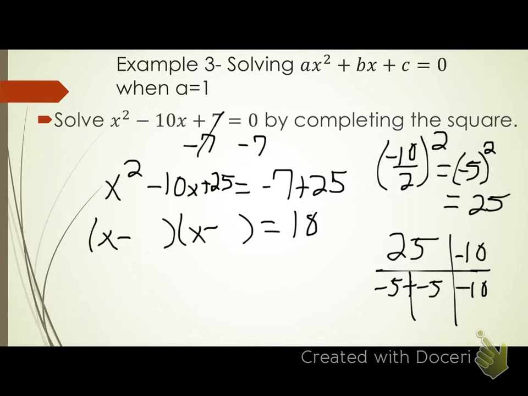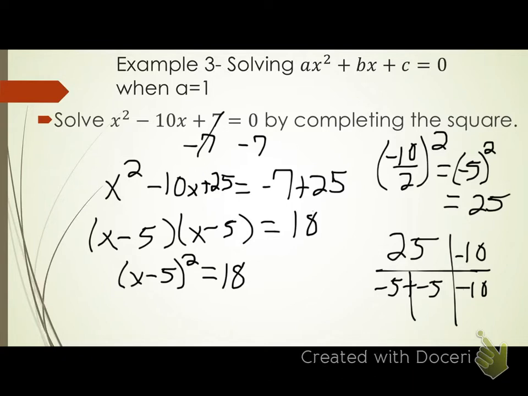Am I moving too fast for anybody? I can slow down if I need to. What's another way to write x minus 5 times x minus 5? X minus 5 squared. X minus 5 squared equals 18. And I'm solving this equation, right? Trying to get x by itself.